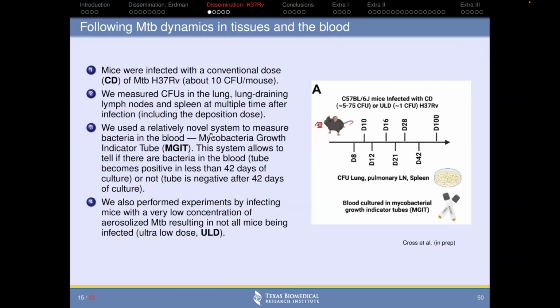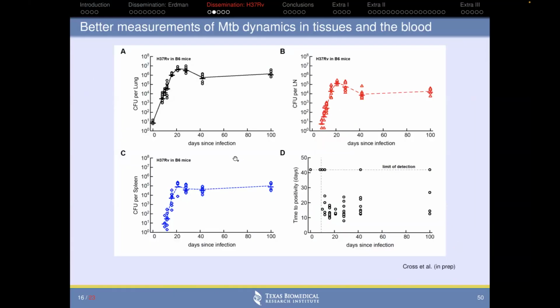There were some other measurements done, including measurements of bacteria in the blood. I'm not going to mention that too much. And here's the data, from Lauren's experiment. This is how many bacteria you find in the lungs over time. And you can see how beautiful they look. You see an increase, then you actually see a control of bacteria. And then by 100 days, there's some kind of recovery.